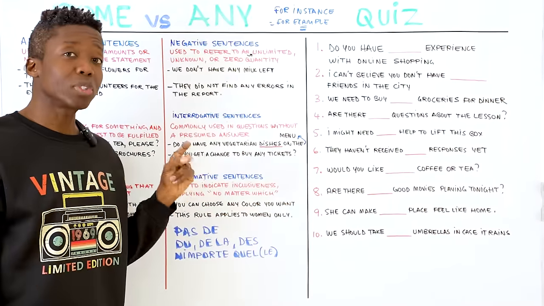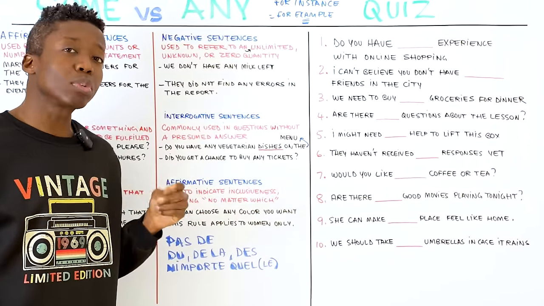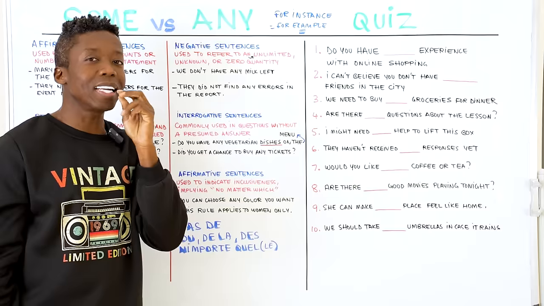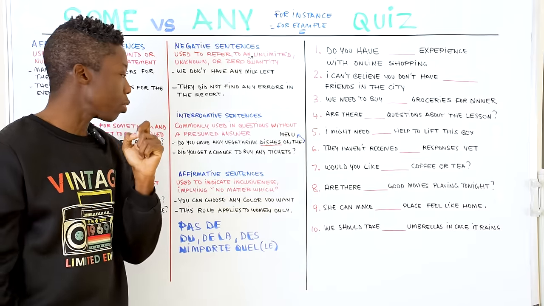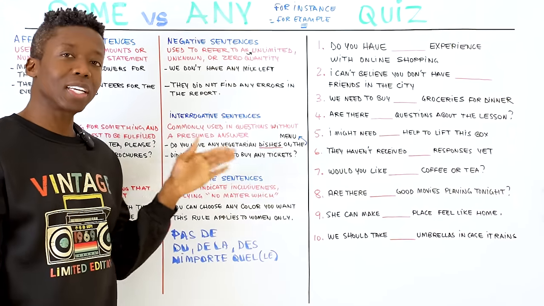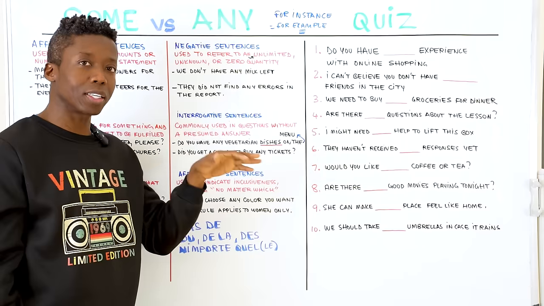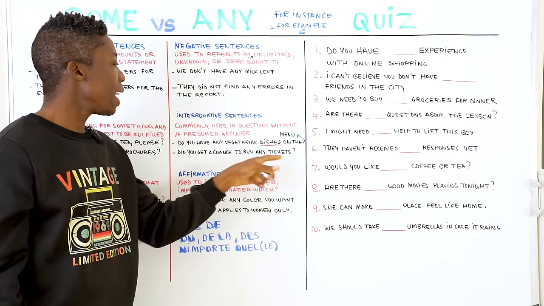Et vous voyez comment j'ai prononcé rapidement cela. Apprenez à prononcer rapidement. Ça va vous aider à délier votre langue. C'est très, très important. OK? Did you get a chance to buy any tickets?